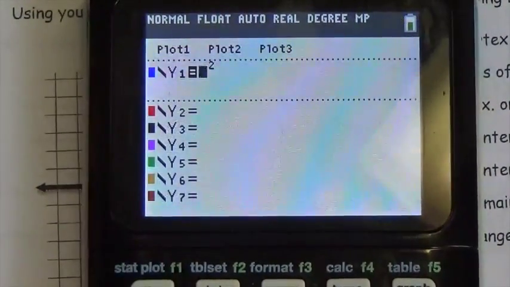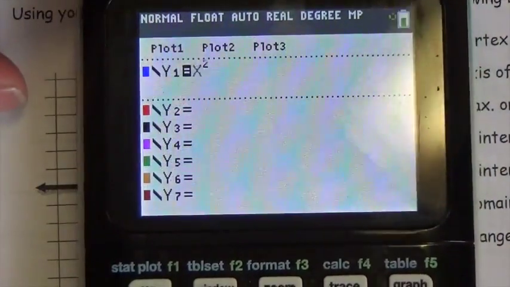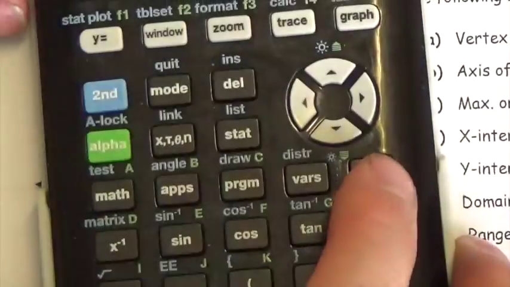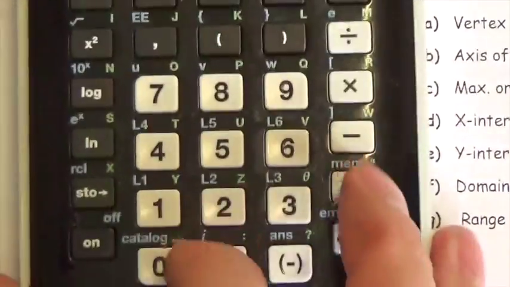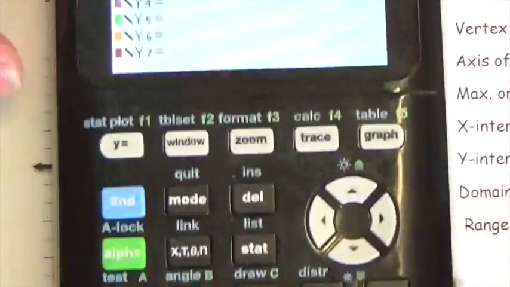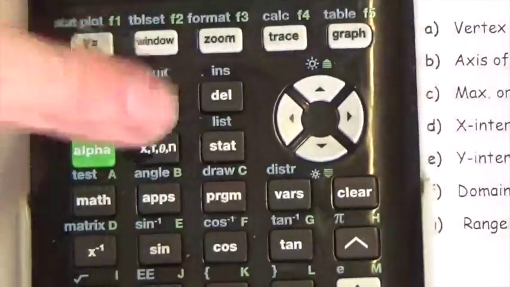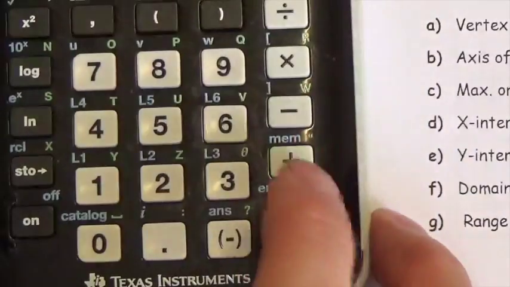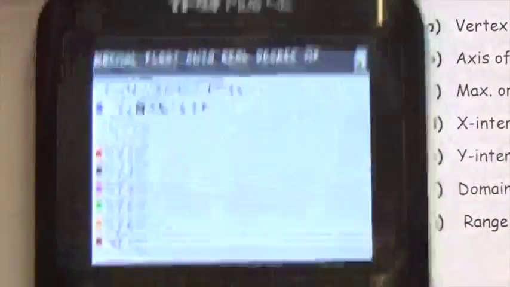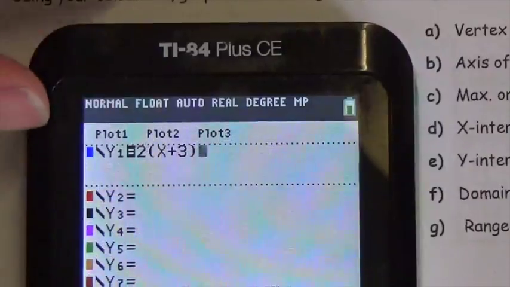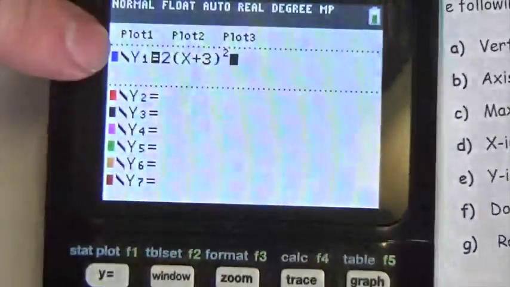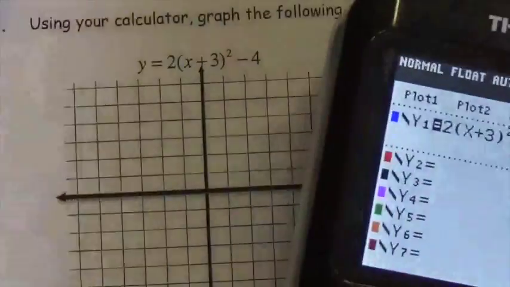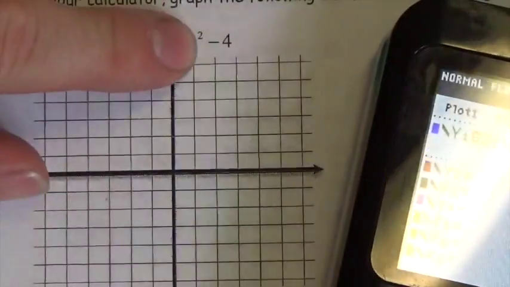So, y equals. I'm going to get rid of that function that was in there by pressing the clear button. Now I'm going to enter this in: 2, and then bracket. I wanted x plus 3. So here's x plus 3. We'll close the brackets. I want this to be squared, so I'm going to hit my square button right here. So there's my 2(x plus 3) squared, and then on the page here I'm subtracting 4.